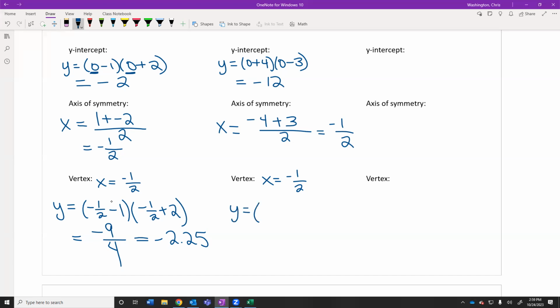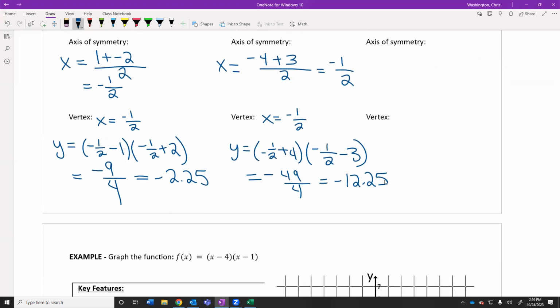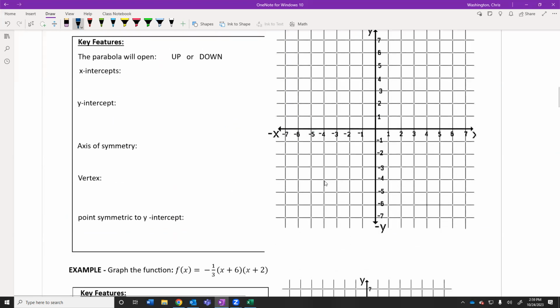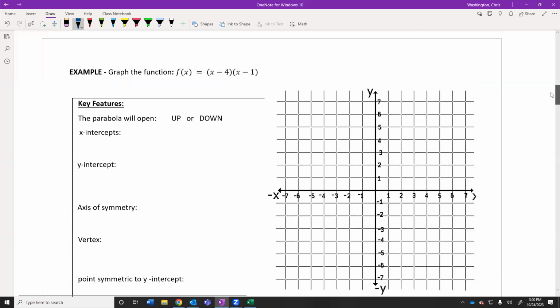So for the vertex, y equals -1/2 plus 4 times -1/2 minus 3. Type that in the calculator, you get -49/4. You should have got -49/4 if you wrote the fraction down, and the decimal for that would be -12.25. I don't really care which one you write down at the moment. They're the same thing. If we're going to graph it, we probably need the -12.25. Any questions there?